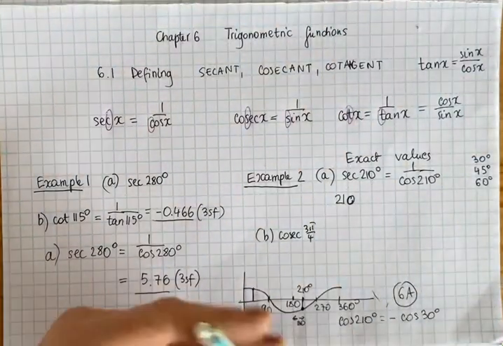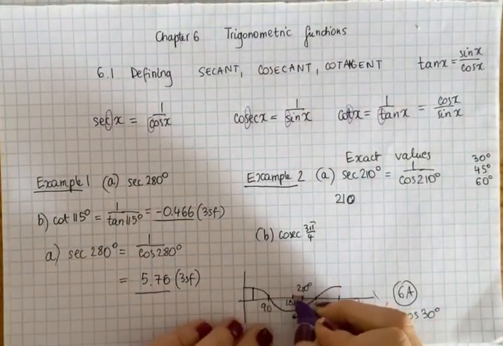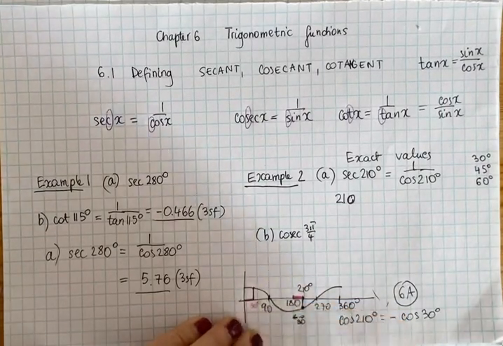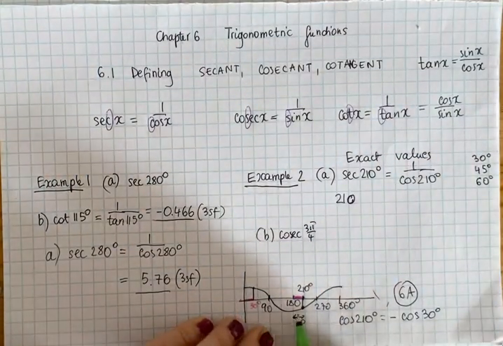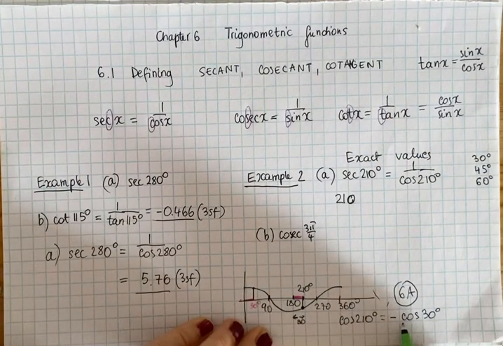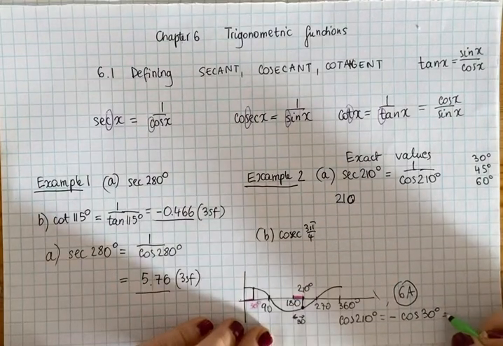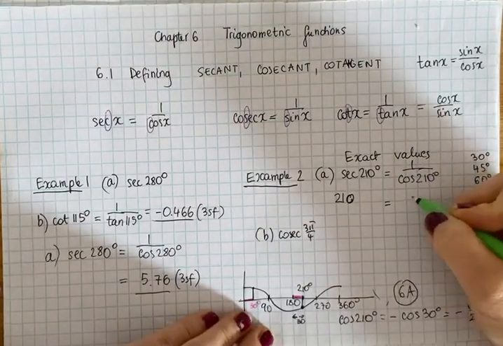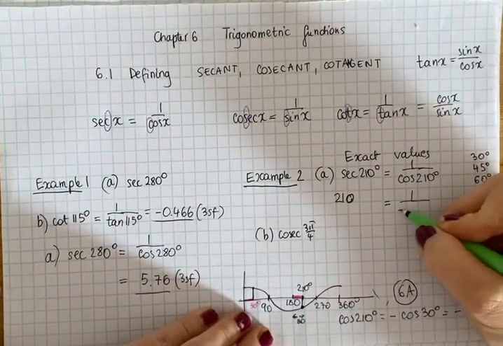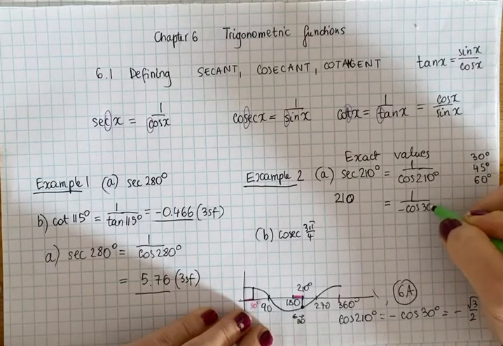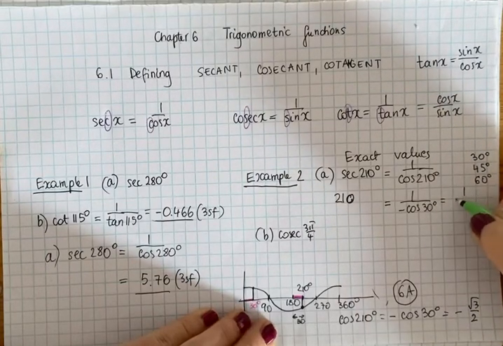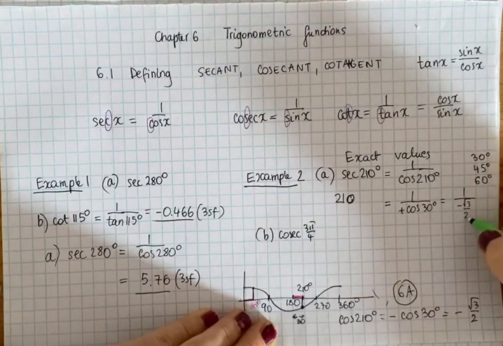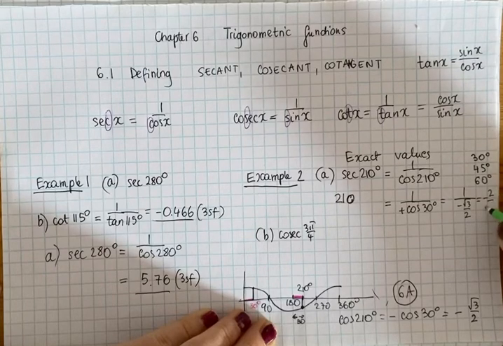So just to show you with colors, this here is 30 degrees to 180, so you're talking about a 30-degree angle that you need to be looking at, but because it's below the x-axis, it gives you a minus answer. So this is minus root 3 over 2. So just so everything is shown, that's minus cos 30, and that gives me 1 over minus root 3 over 2, which is minus 2 over root 3.